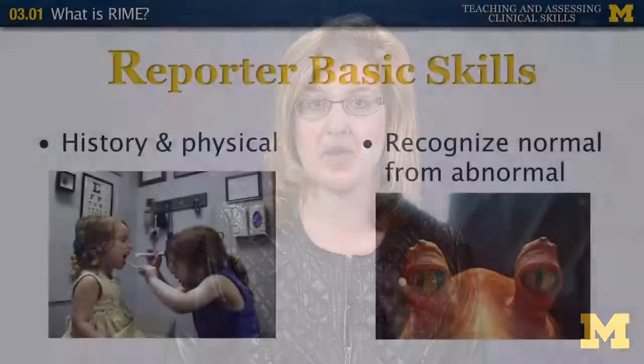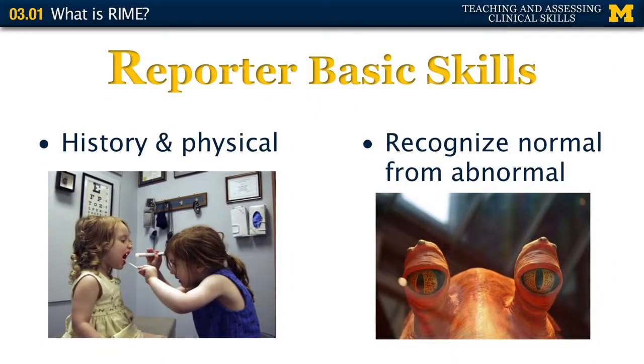One of the nice things about the RIME schema is that it's very understandable. Everyone understands at some level kind of what those names mean, and we'll just talk a little bit more in depth. So for example, a learner who is a reporter really has mastered some very basic skills. So you might expect an end-of-year second-year student, or certainly a beginning third-year student, to be at a reporter level. They're able to go and take a basic history and physical. They can recognize some very simple normal from abnormal history and physical exam findings.